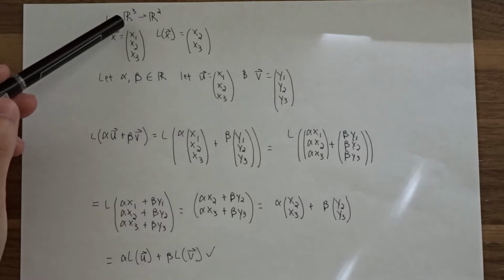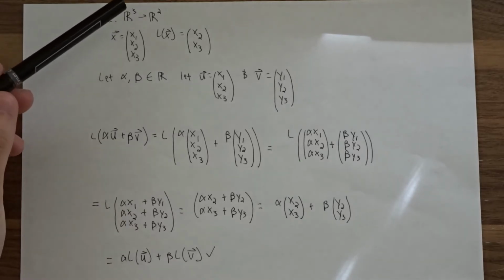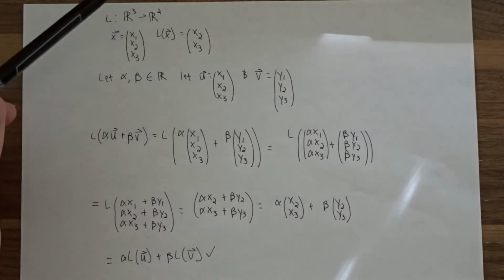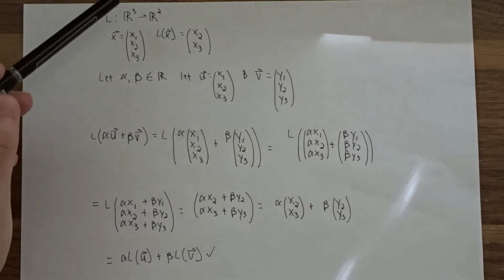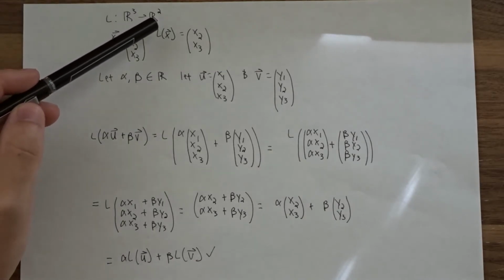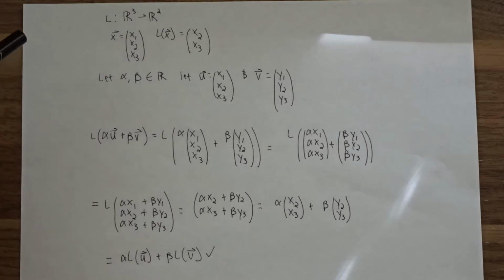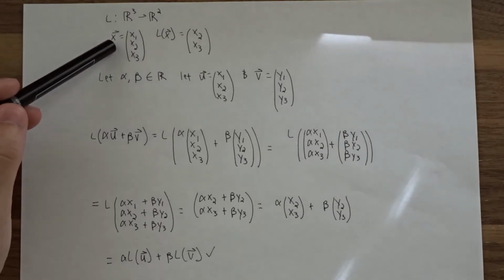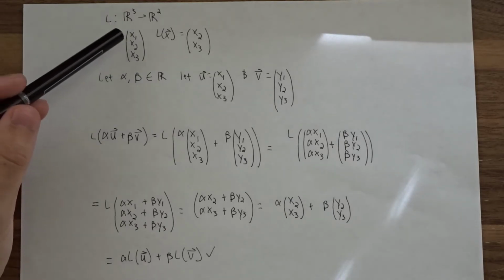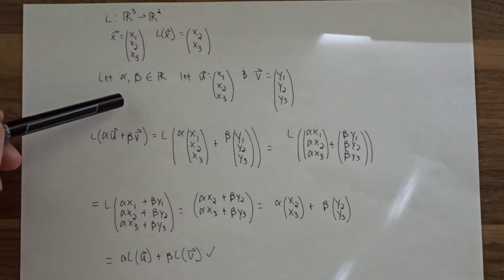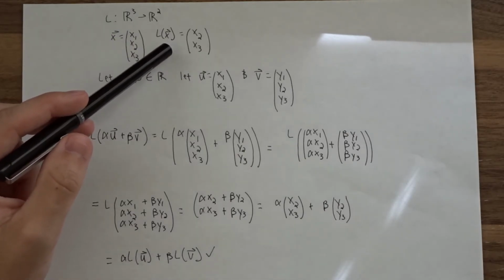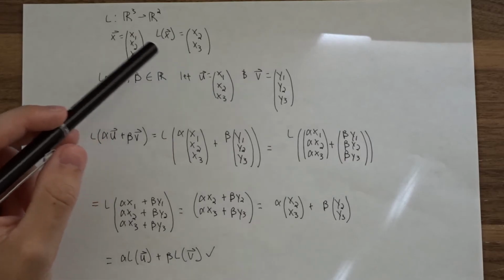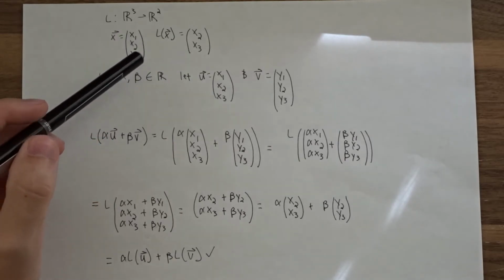In this case, we are taking a vector from R3 to R2. So we're taking a three-dimensional vector and making it a two-dimensional vector. So we have our generic vector in R3, so that's x1, x2, and x3. And then once we apply the linear transformation to it, we're basically just going to drop the x1, and then we'll just have x2 and x3.